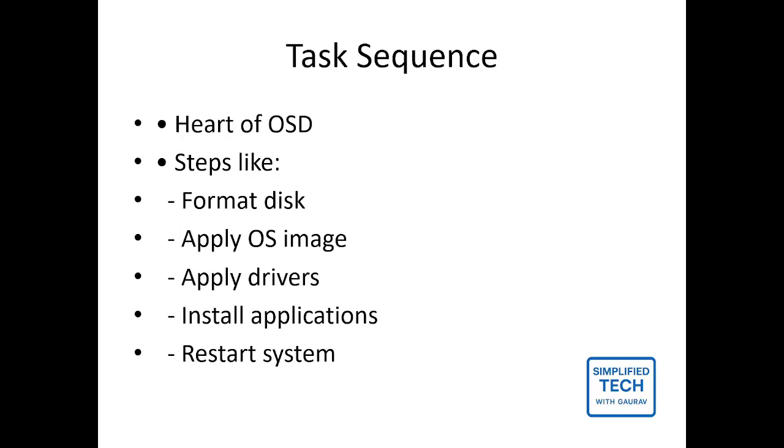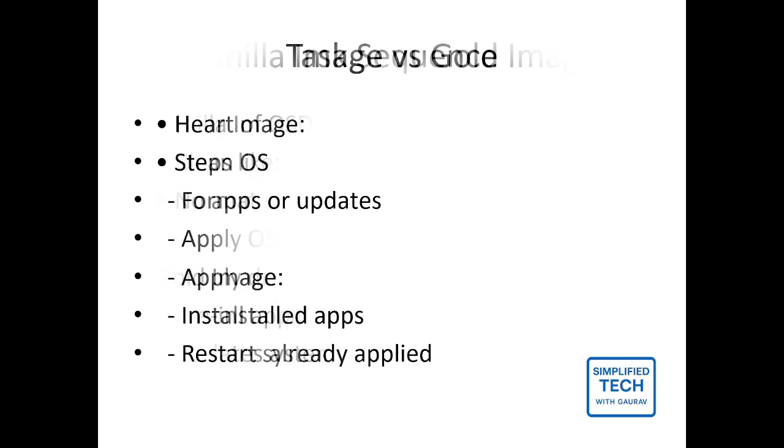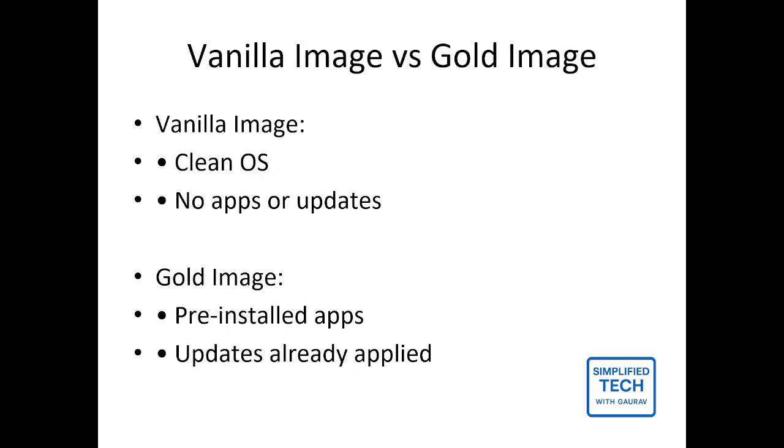What is a task sequence? In a task sequence we have to mention some steps. Okay, what are the steps? Format disk, apply OS image, apply drivers, install applications, and reboot the system. We already discussed what vanilla and gold images are. Vanilla image: clean OS, no apps or updates. Gold image: pre-installed apps, updates already applied. We can use this image as well.